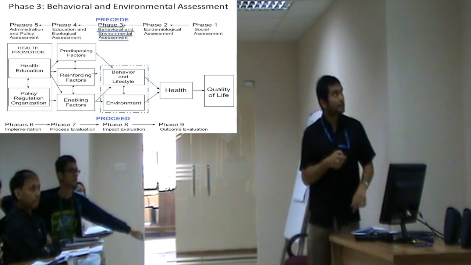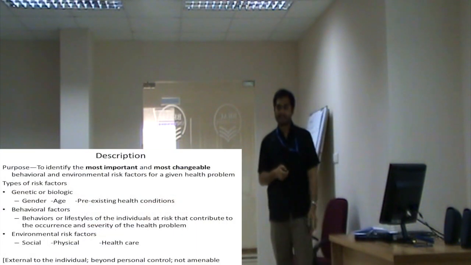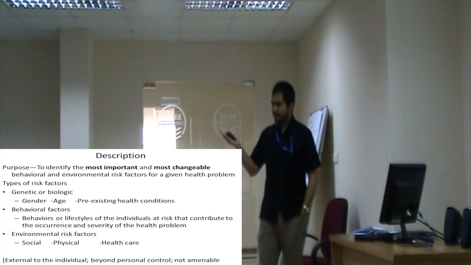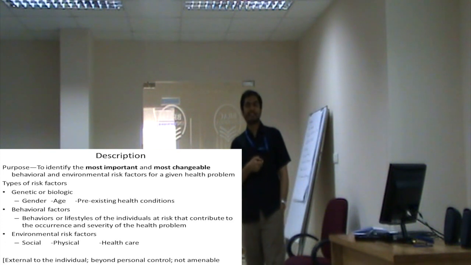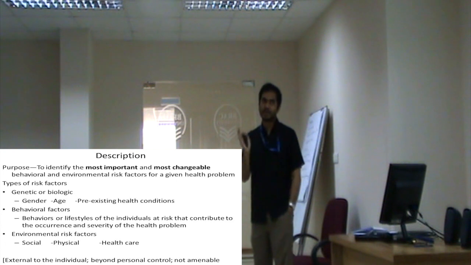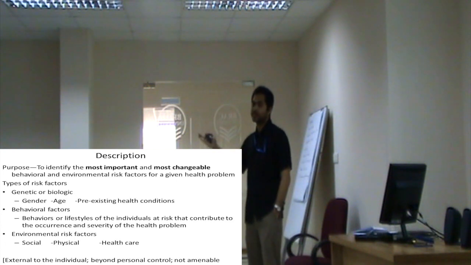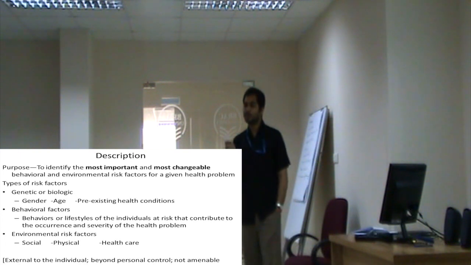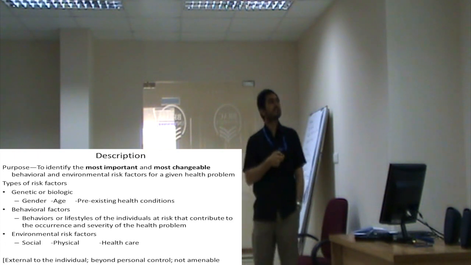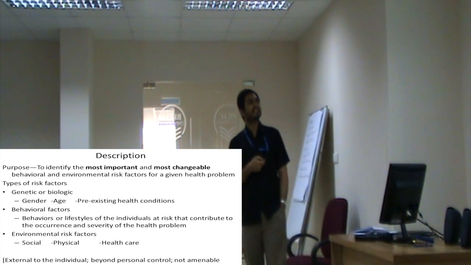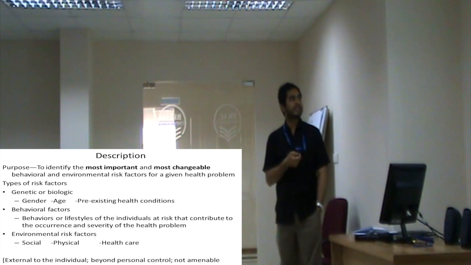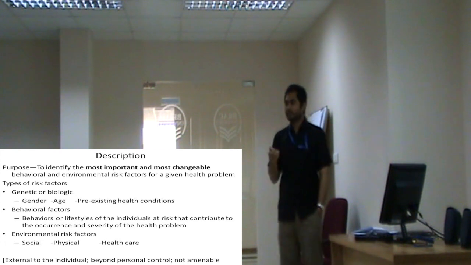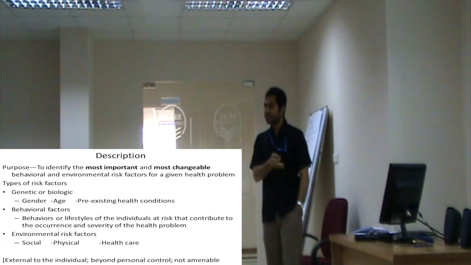So again, something important. The purpose of this behavioral and environmental assessment is to identify the most important and most changeable factors. If you go one by one for behavioral factors, you may come up with hundreds of behavioral factors related to that particular disease condition. But you don't go after all of them. You address the most important and the most changeable behavioral and environmental risk factors for a given health problem. So there are actually different types of risk factors. We are trying to identify the risk factors now.